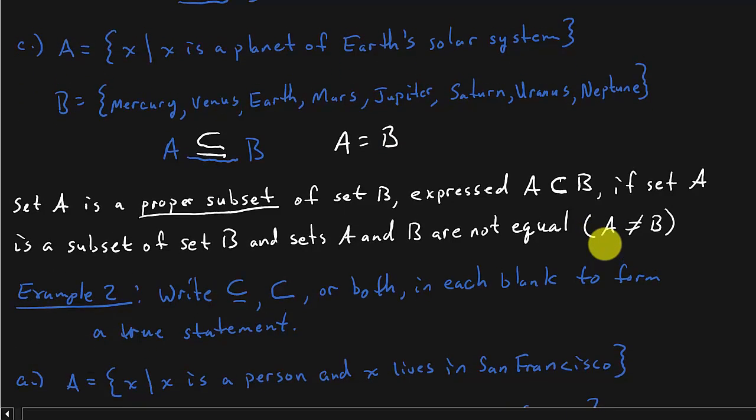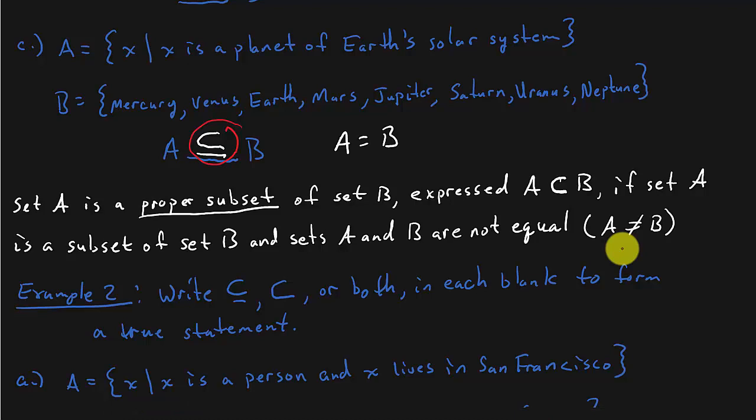All right, so let's look at this statement here. Set A is a proper subset of set B, expressed A ⊂ B. Basically it's the same symbol as this, it just doesn't have the line underneath it. A is a proper subset of B if set A is a subset of set B and sets A and B are not equal. So A and B can't be equal in order for them to be a proper subset.